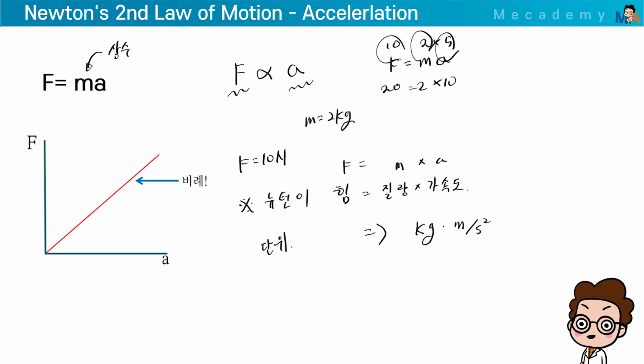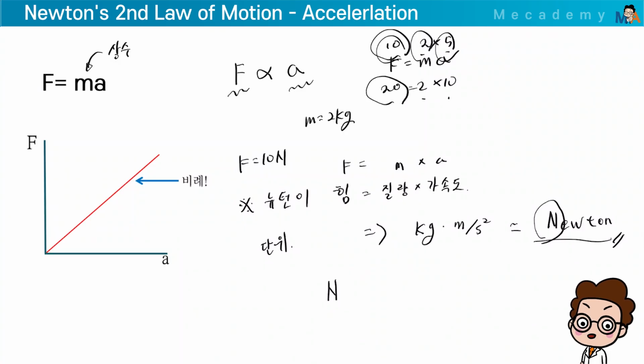Since this was a newly defined unit, he named it after himself. The result? The Newton. This kilogram meter per second squared was decided to be called the unit of force, Newton. It's just his name. So 5 times 2 is 10 newtons, 2 times 10 is 20 newtons, and in this way, by defining the unit of force with his name, we first learn Newtonian mechanics.